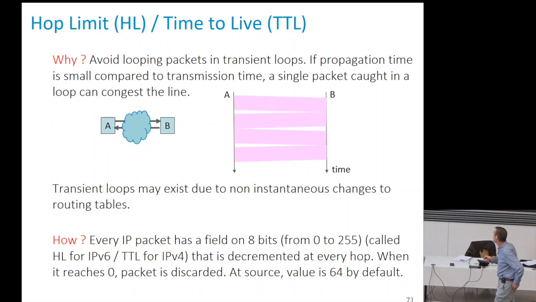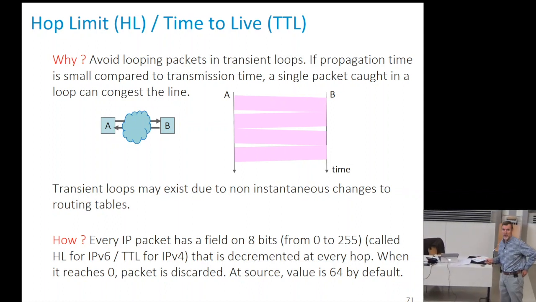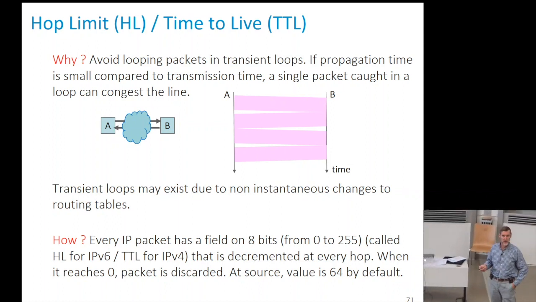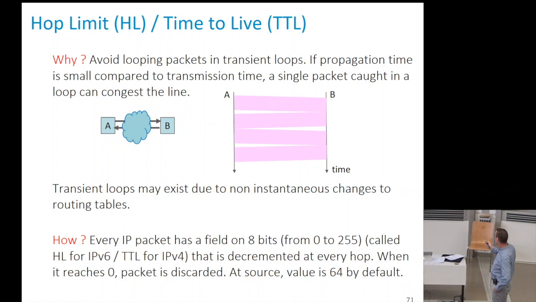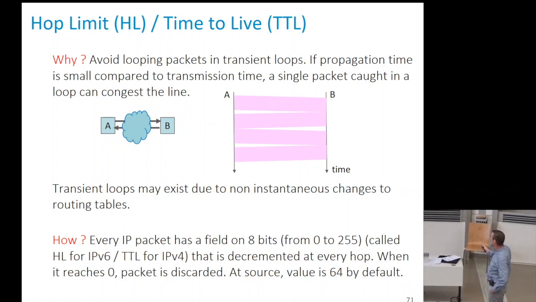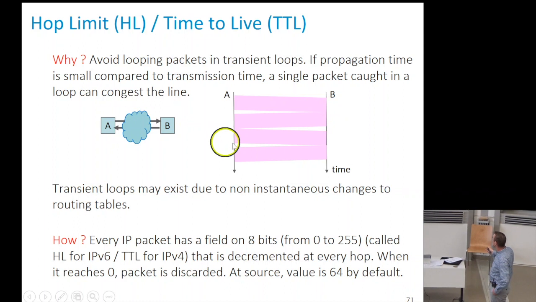So what happens if a loop exists? Well, it depends on the bandwidth delay product, the ratio between transmission and propagation time. Here is an example where the propagation time is very small. Then a packet is sent. As soon as the packet is sent, if the queue at B is empty, B sends it back to A, which sends it back to B, etc.